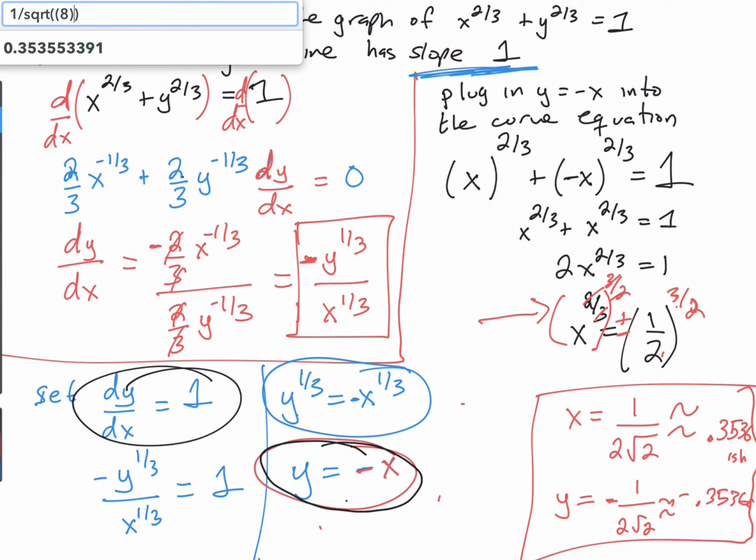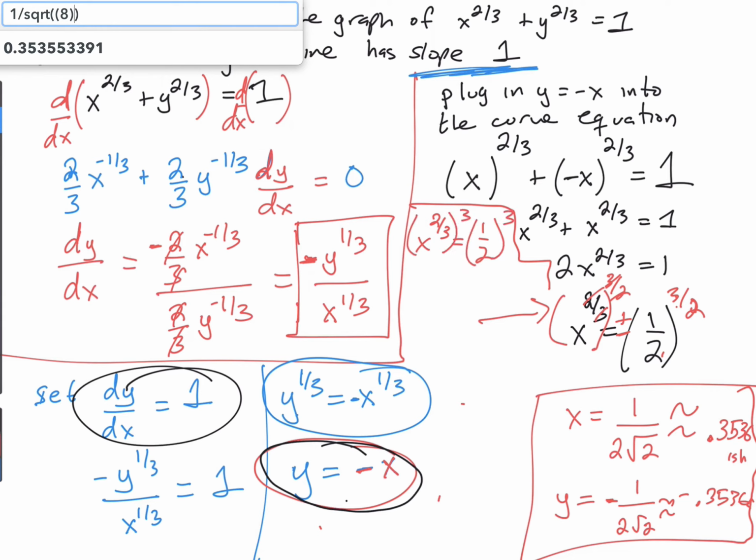So we're kind of out of room here, but let me do this. What should I do? What can I erase that would be okay? Well, I'll just make a little room here. Okay, if I have x to the 2/3 like this equals 1/2, right?